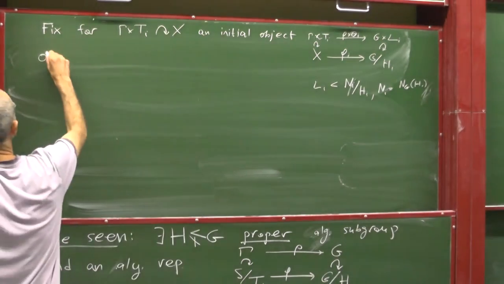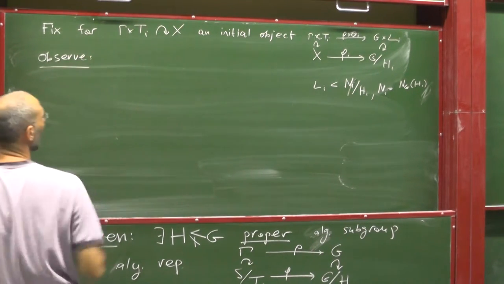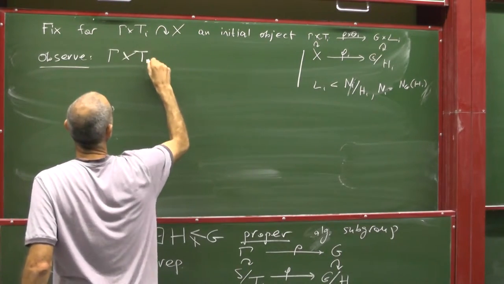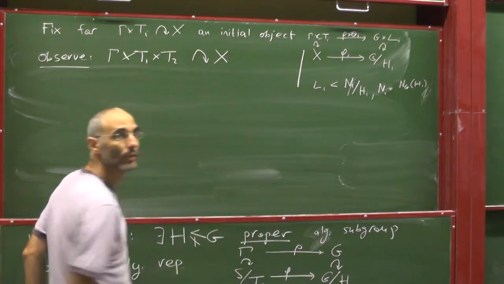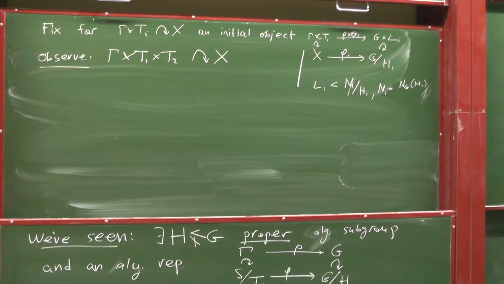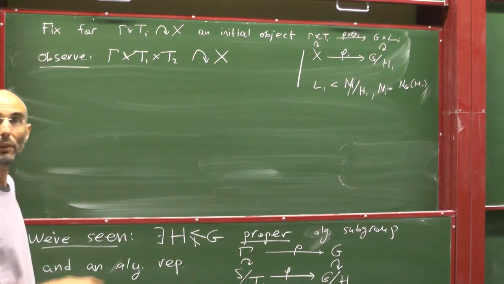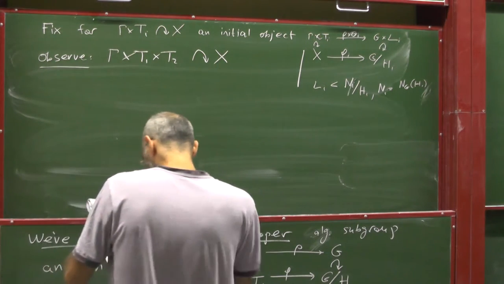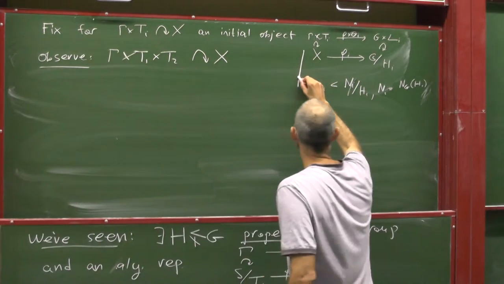And now observe, as we had before, that for Γ times T1 times T2, we have a triply commuting action on X. Γ acts on the left on S, T1 and T2 act on the right on S, and they commute between themselves. So this is a very special situation. You don't see this a lot in mathematics, three groups commuting.